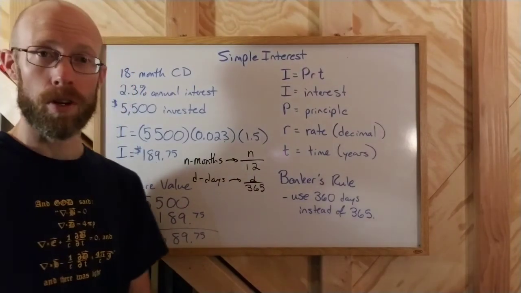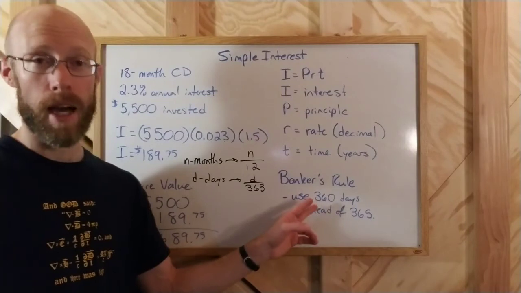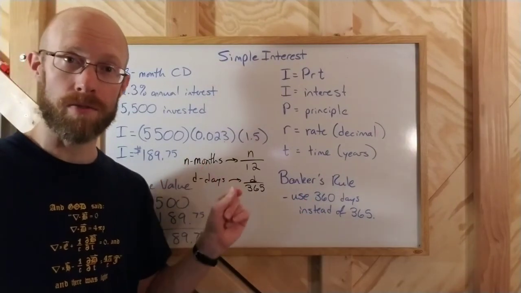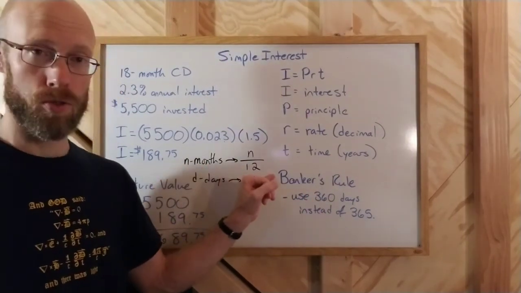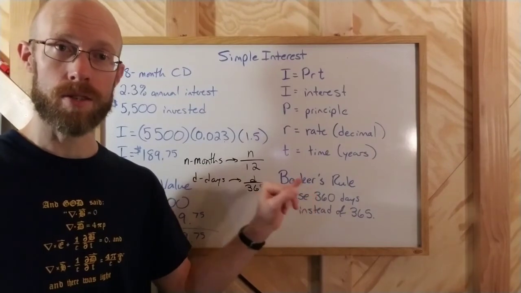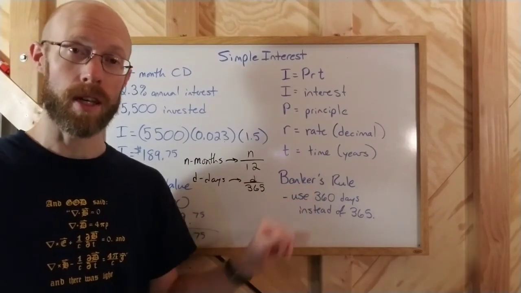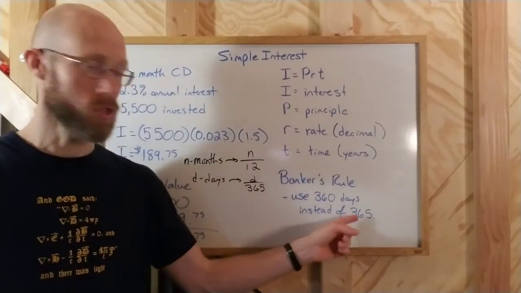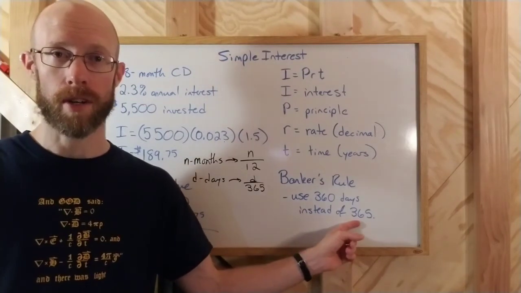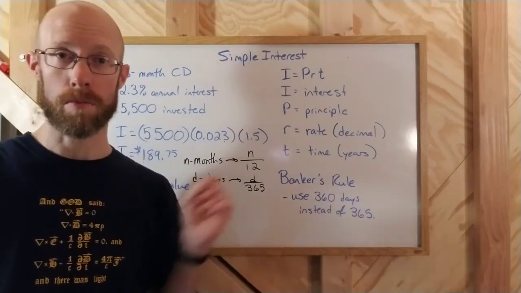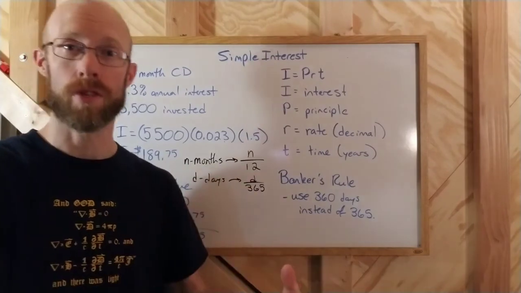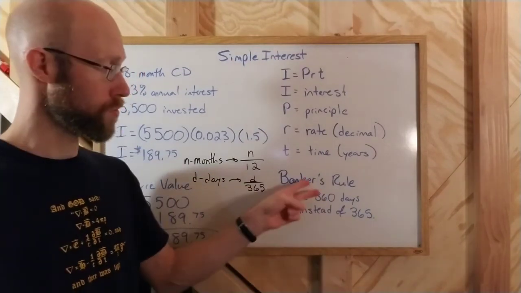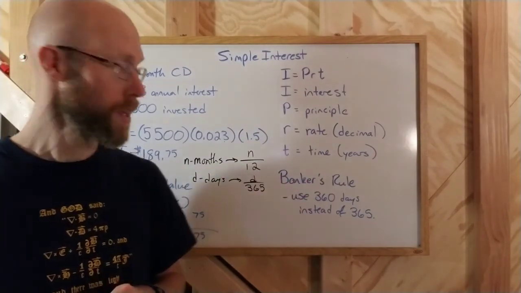In terms of the homework, you're going to see, I think, a combination of these. If it specifies using the banker's rule or using 360 days, then do that. Do the 360. If it doesn't specify, then just assume it's 365. Okay, that's generally the case, but there are going to be some problems that specify use 360 days or use the banker's rule, in which case you want to use that.